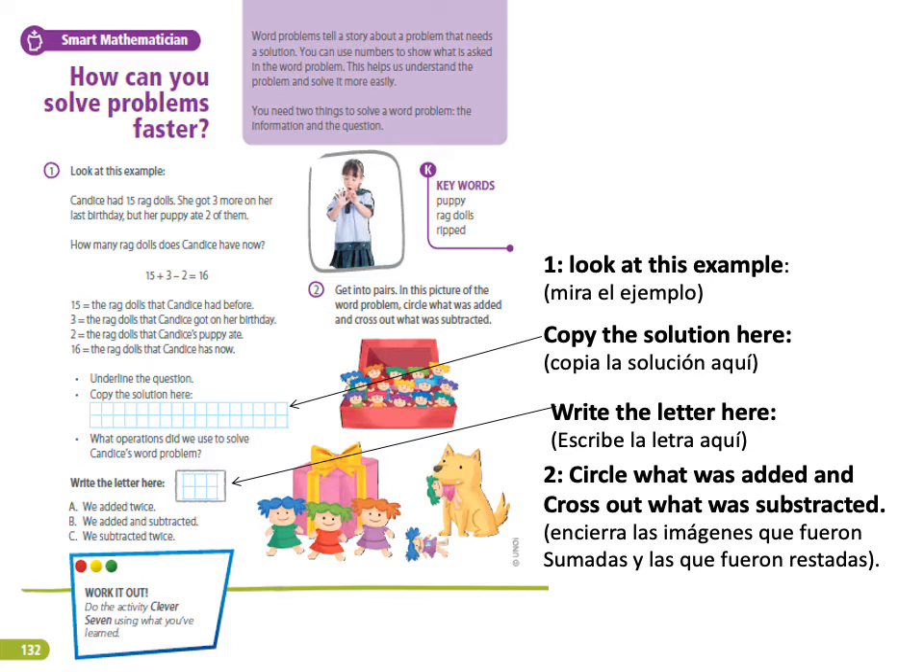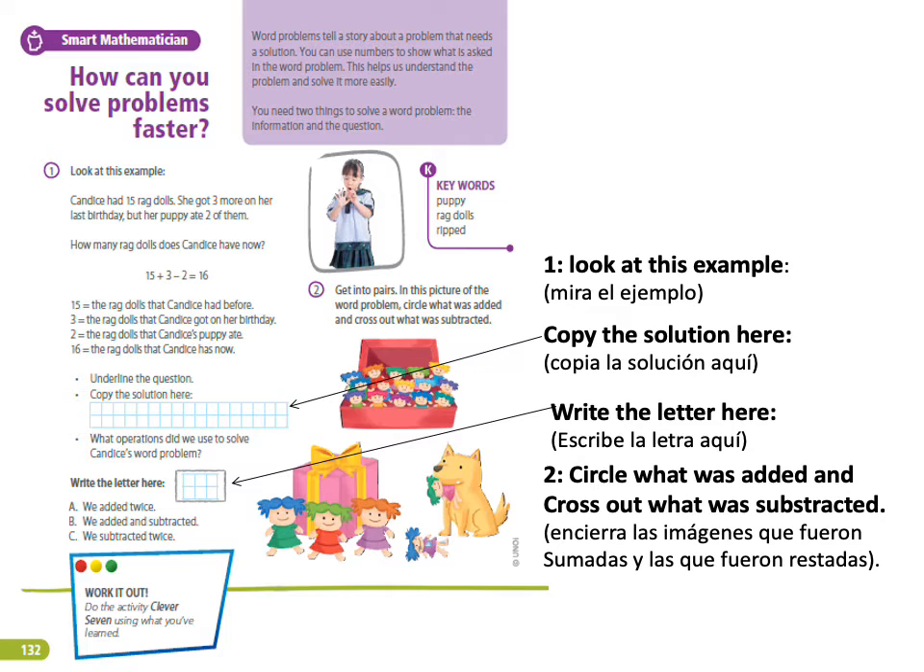So 15 equals the ragdolls that Candice had before. 3 is the number of ragdolls that Candice got on her birthday. 2 equals the ragdolls that Candice's puppy ate. 16 equals the ragdolls that Candice has now.